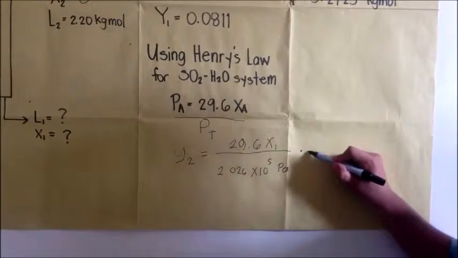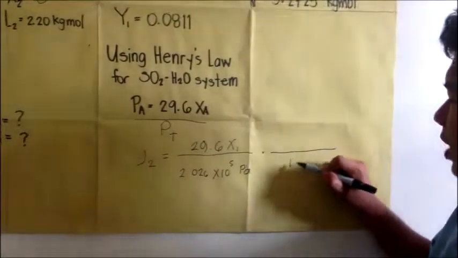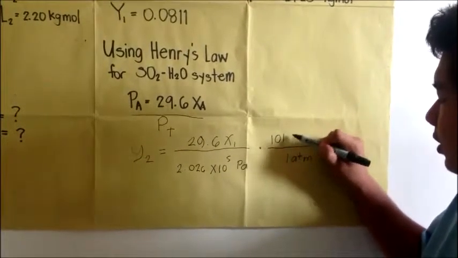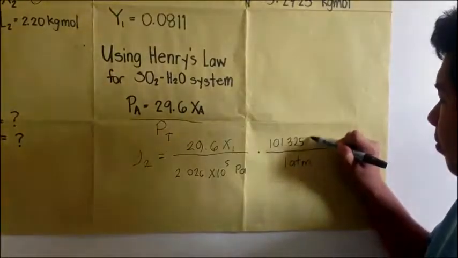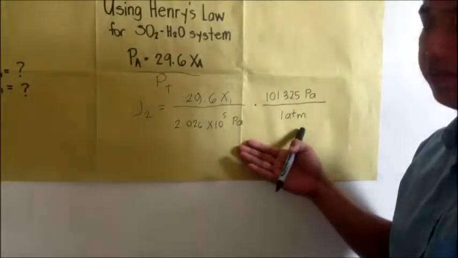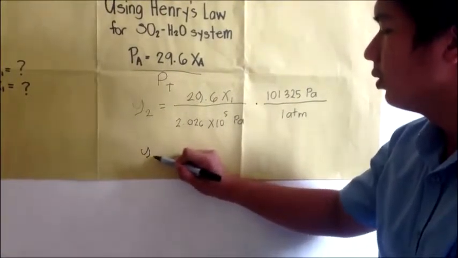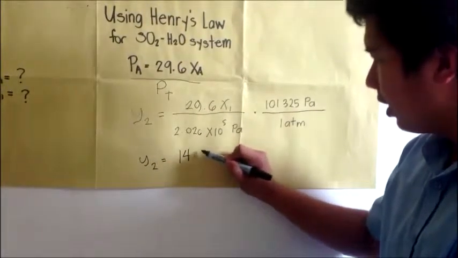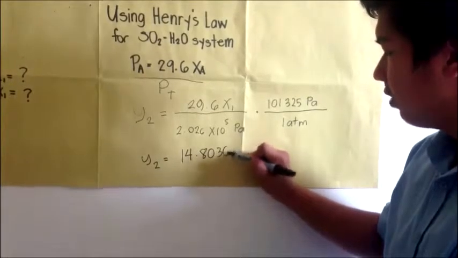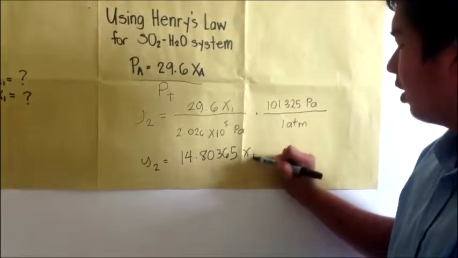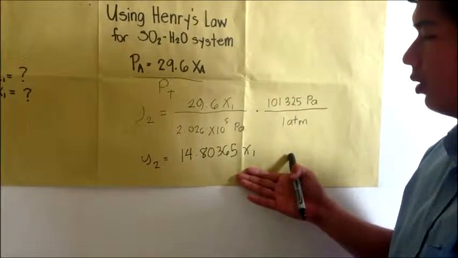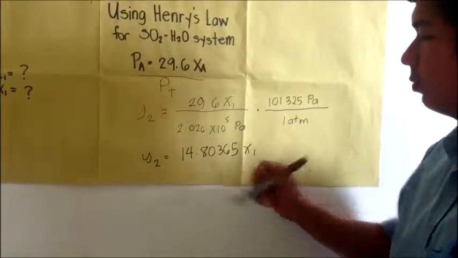We have a conversion factor, which is 1 atm is equivalent to 101.325 kilopascal. Calculating this equation, we have the value of our y2 as 14.80365 times x1. We can use this relationship to find our unknown values.